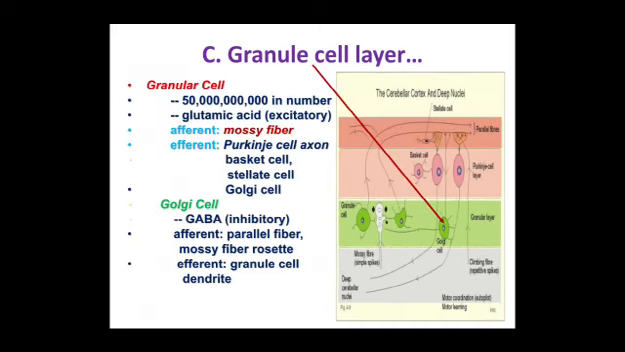So coming to the third layer, that is the granule cell layer. A large number of granule cells are seen. Afferents are received from the mossy fibers, and efferents go to the Purkinje cell axon, basket cells, stellate cells and Golgi cells. Apart from these granule cells, we are going to find the Golgi cells. They receive afferents from the parallel fibers and mossy fibers, which form rosettes, and efferents from the granular cell layer dendrites.